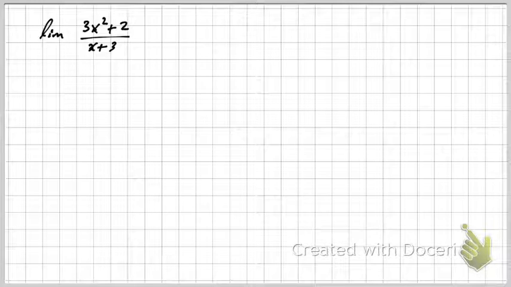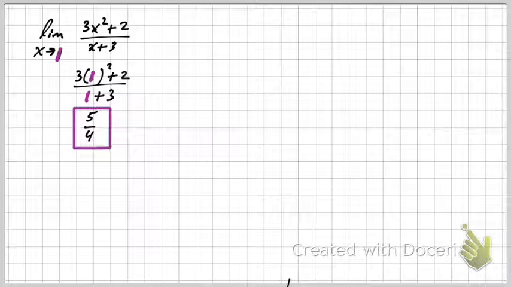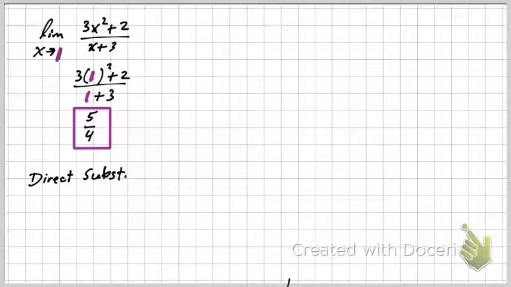Limit of 3x squared plus 2 over x plus 3 as x approaches 1. Can you put 1 directly into that? Does 1 cause division by 0? If x is approaching 1 and I put 1's in, I think I get 5 over 4. Any questions on that limit? That's what I would say is direct substitution.